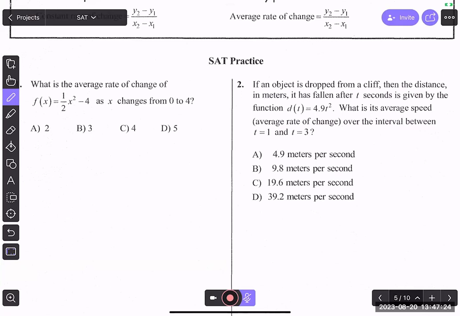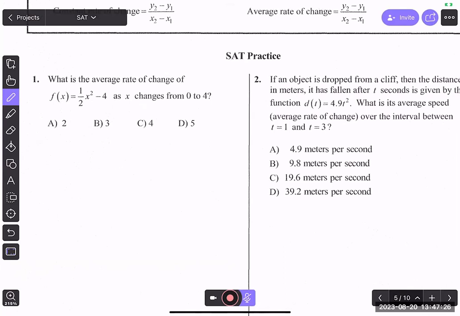I'll do one. Sure. What is the average rate of change from f of x equals 1/2 x squared minus 4 as x changes from 0 to 4?